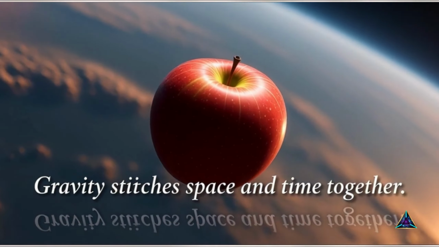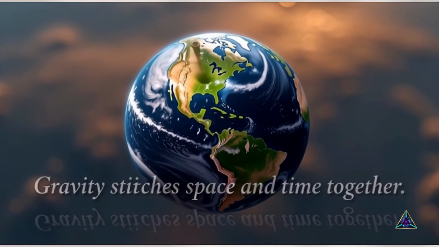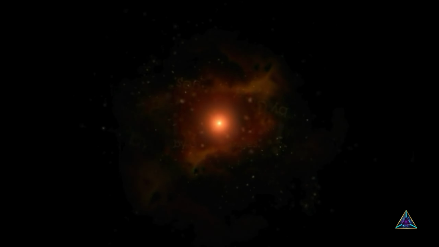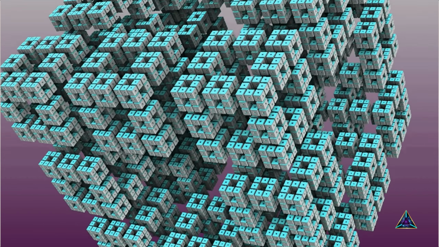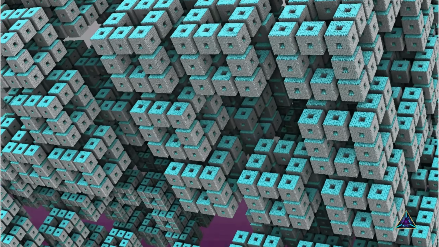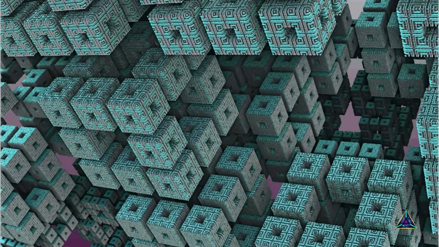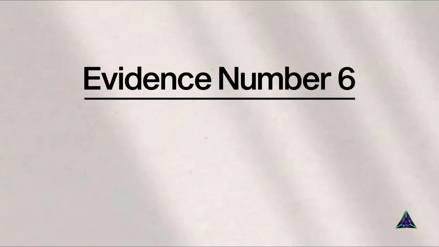Change any of them by even 1% and the universe collapses. Stars can't form, life can't exist. It's as if someone carefully programmed these values, as if reality is built on a mathematical framework, because math is the language of code.